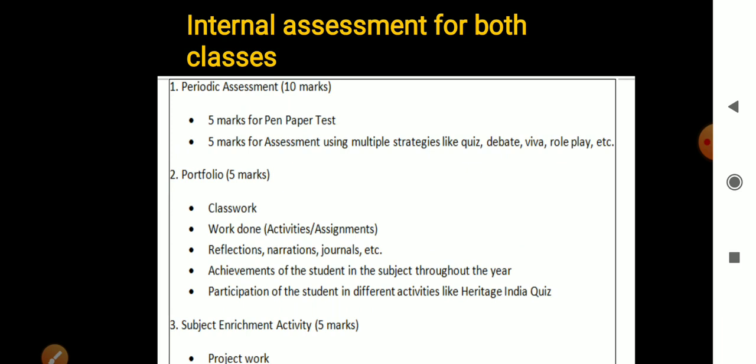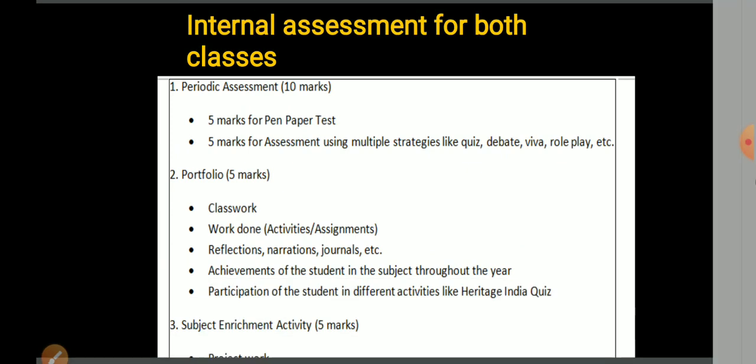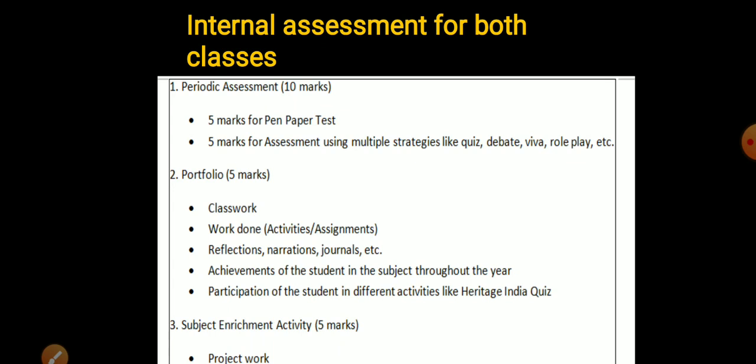Okay children, as you all know, your theory paper is for 80 marks, and the remaining 20 marks are given for the internal assessment. Now how have we divided this 20 marks? I have given the bifurcation of this 20 marks here. First, number one is the periodic assessment. Many of you didn't understand this periodic assessment.